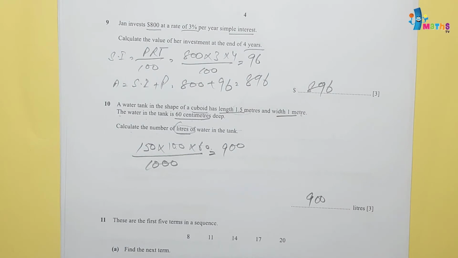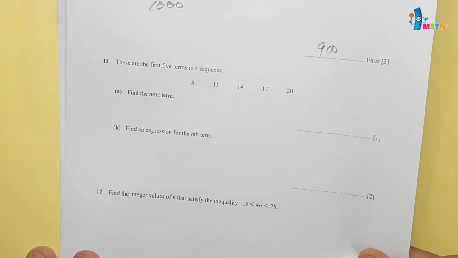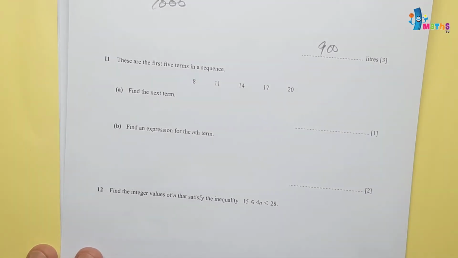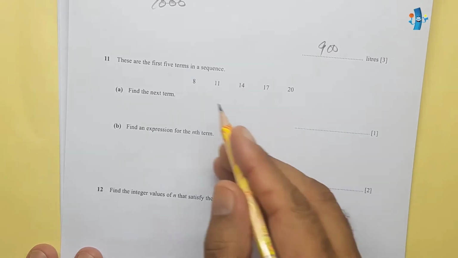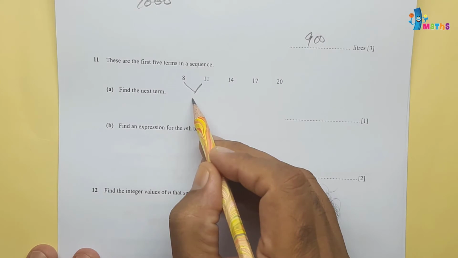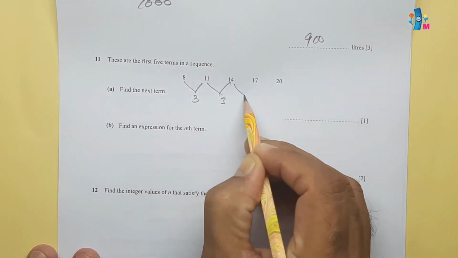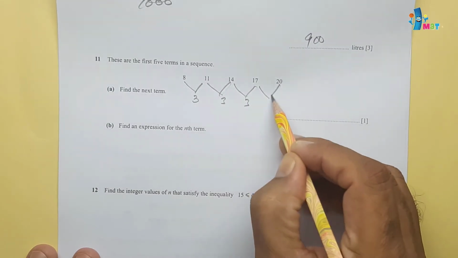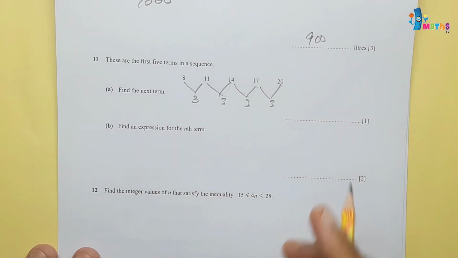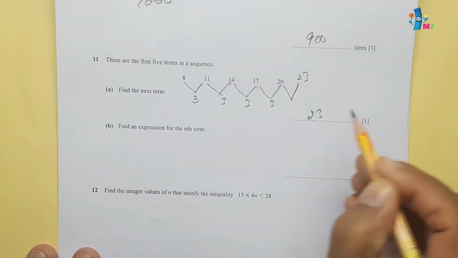Question number 11. These are the first 5 terms of the sequence. Find the next term. We'll have to check the difference. The difference between these is 11 minus 8, which is 3. Similarly, this difference is 3. This is also 3. This is also 3. So the next term will be 20 plus 3, which is 23. We can write here 23.